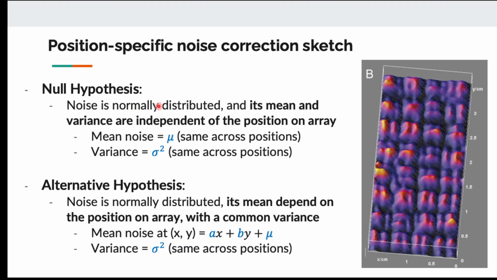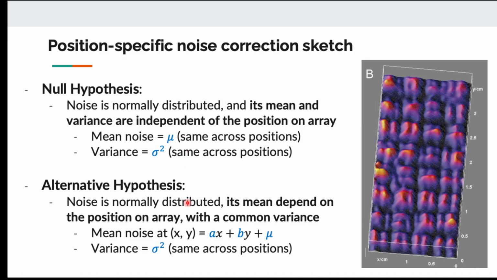So the null hypothesis will be that the noise in this array is normally distributed after the log transform, and it doesn't depend on where it is on the array. It's the same. We are just seeing some variation by chance. And our alternative hypothesis in this case is that the noise depends on the position. To make it simple, we're going to make the position model very simple. So the noise is going to scale with the x and y coordinate.